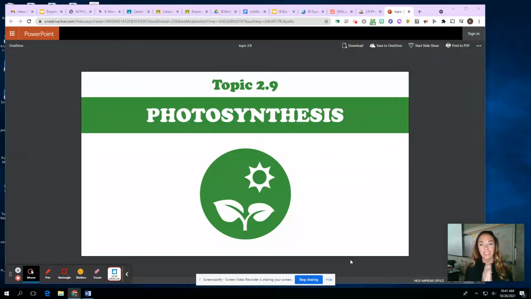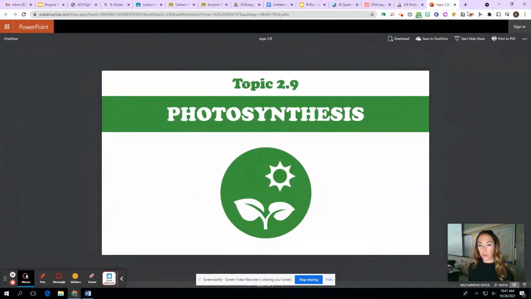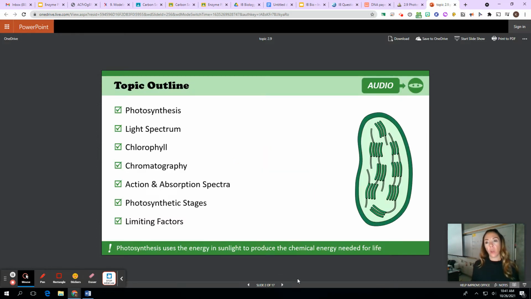Yay! It's the last topic in topic 2, photosynthesis. I have found that most students have a pretty good understanding of photosynthesis, but we're going to go through more of the details of it, light versus dark, and then just kind of like with enzymes, looking at limiting factors or factors that change the rate of photosynthesis.